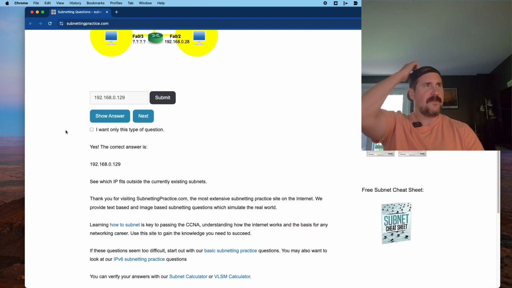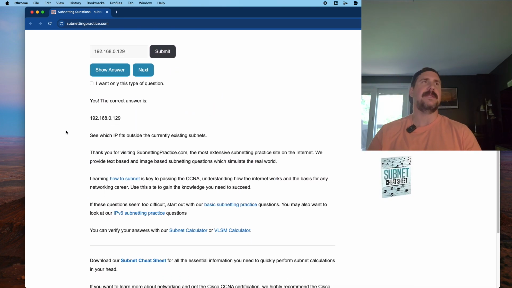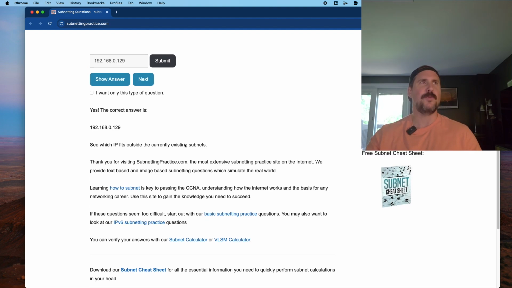So see which IP fits outside the currently existing subnets. Which IP lands in space that's still available after you've determined what space is consumed by the previous two.